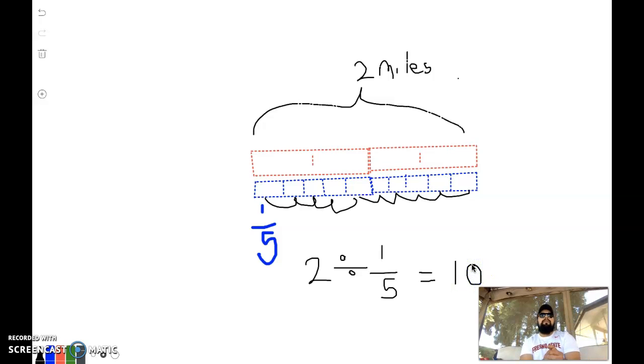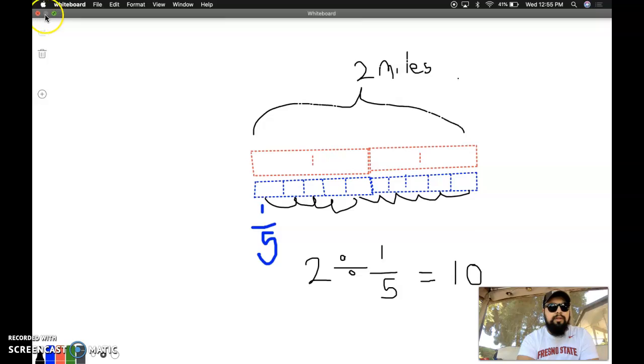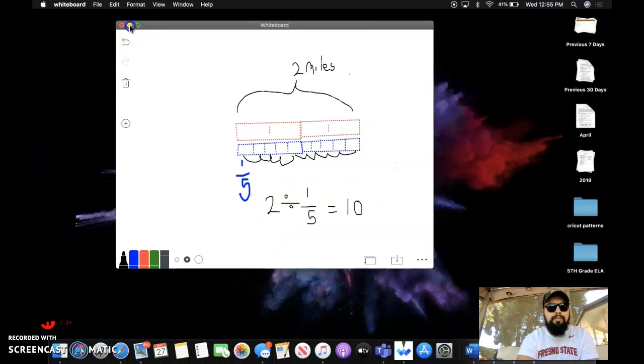Now, if you remember, we were talking about in class, if you divide a whole by a fraction, what's going to happen to the quotient? The quotient is going to be bigger. But if you do a fraction by a whole, it's going to be the opposite. Okay, so let's go ahead and go back to our page.